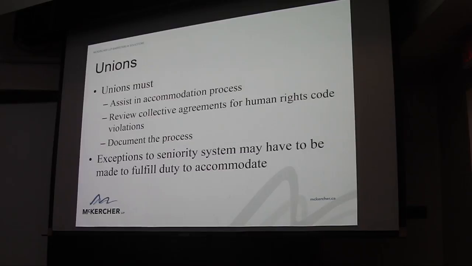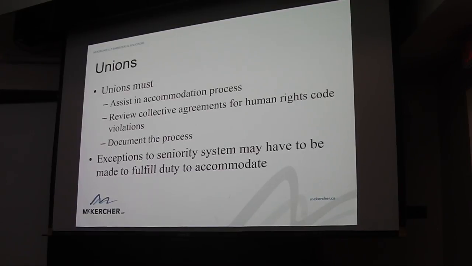Unions. If you're in a union, you're not paying dues for nothing. You should be expecting something back from them, and one of the things you should be expecting is that they'll help with the accommodation process. This means that they have to apply due diligence in looking for ways to work with the employer, sometimes pressure the employer, sometimes grieve.